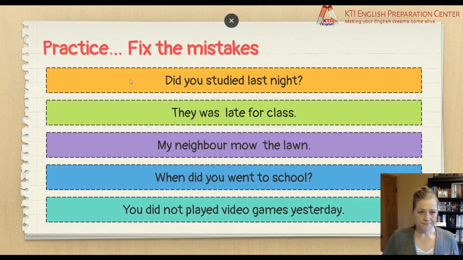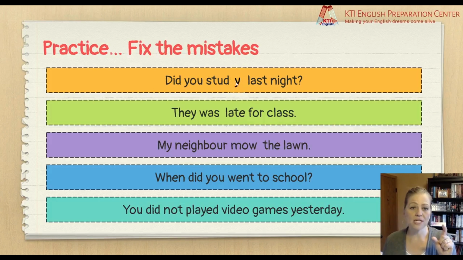So this yellow one. Did you studied last night? Now it's asking a question. Remember what the rule is for questions? Did plus the subject, you, is good. Did you? That's perfect. But we don't have the verb to or the ed form or the past tense form. We have to put a Y there instead. It has to be, did you study last night? Okay, it's still simple past, but because we're asking a question, we have to go back to the base verb.